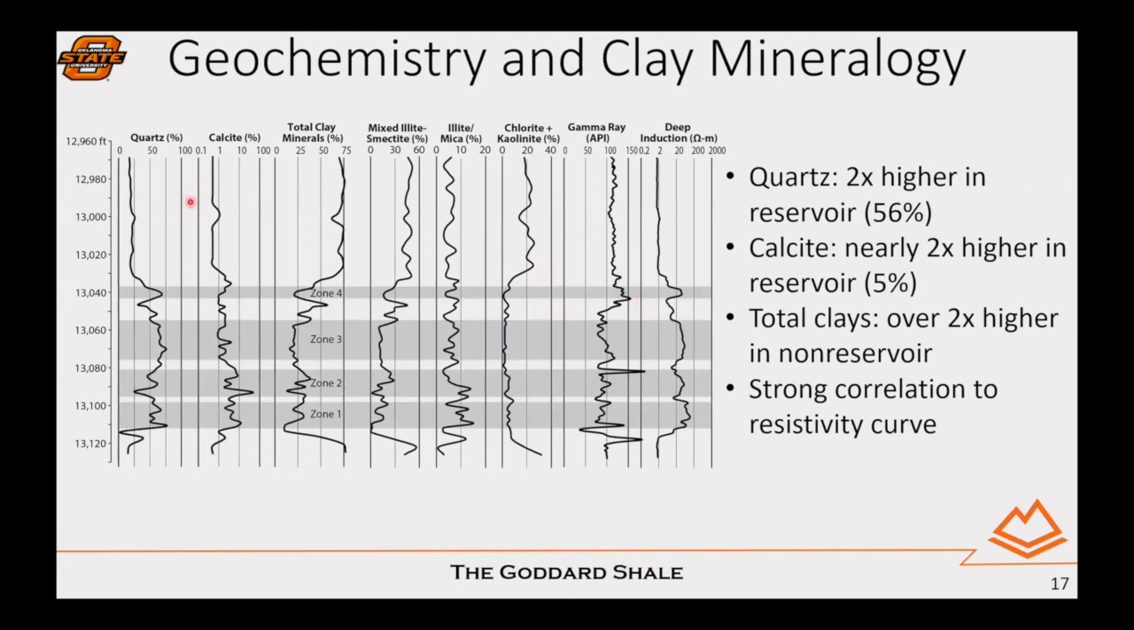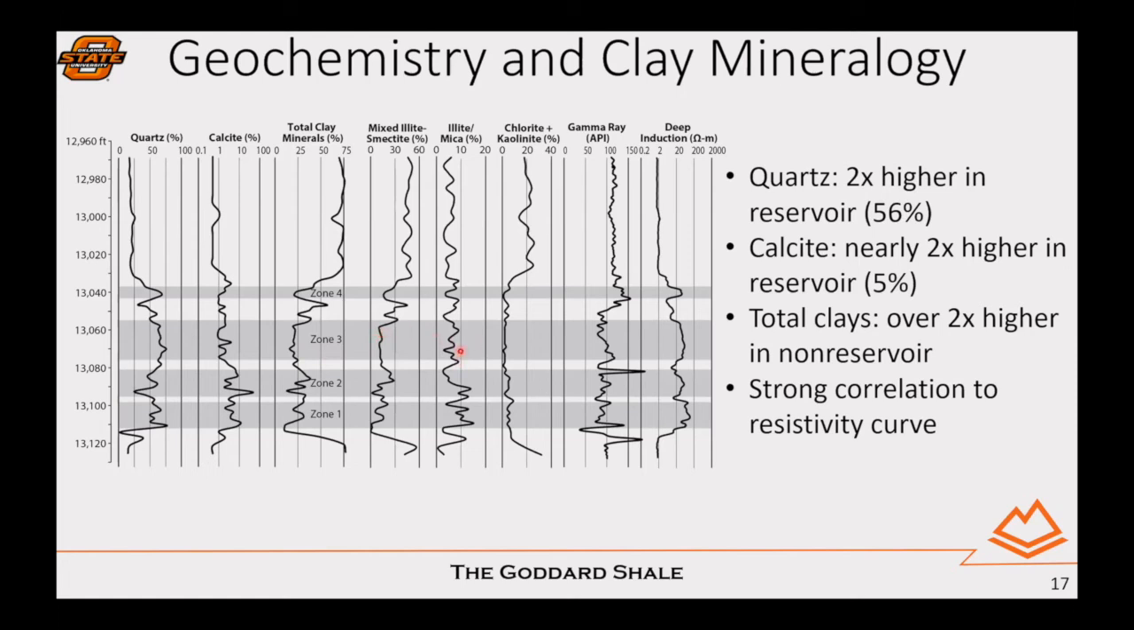So here are selected minerals that I plotted against the wireline gamma curve and then the wireline resistivity curve as well. Quartz is reading much higher in the reservoir, about 2 times higher, averaging around 56%. Calcite is also reading nearly 2 times higher in the reservoir versus non-reservoir, averaging about 5%. Now, clays is actually reading 2 times higher in the non-reservoir than in reservoir strata.